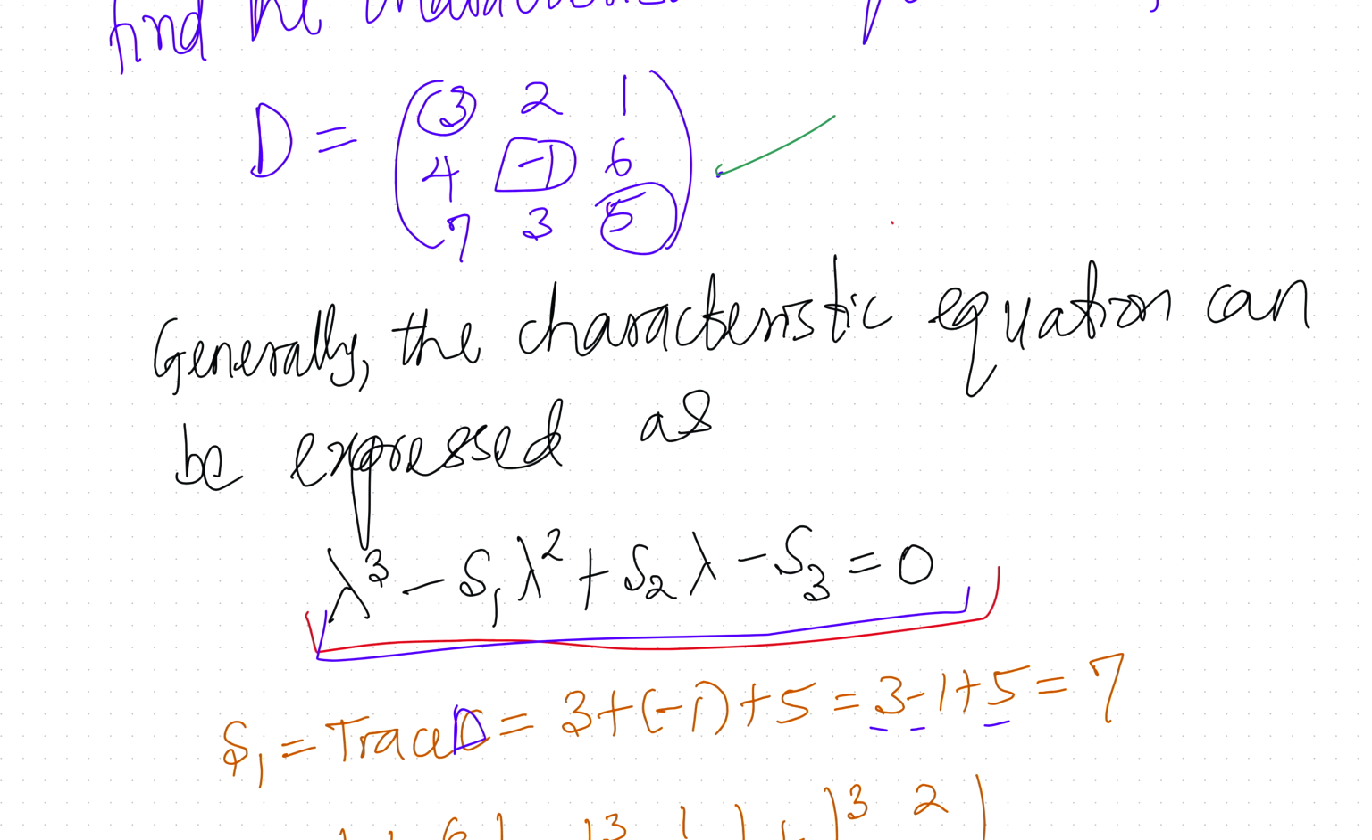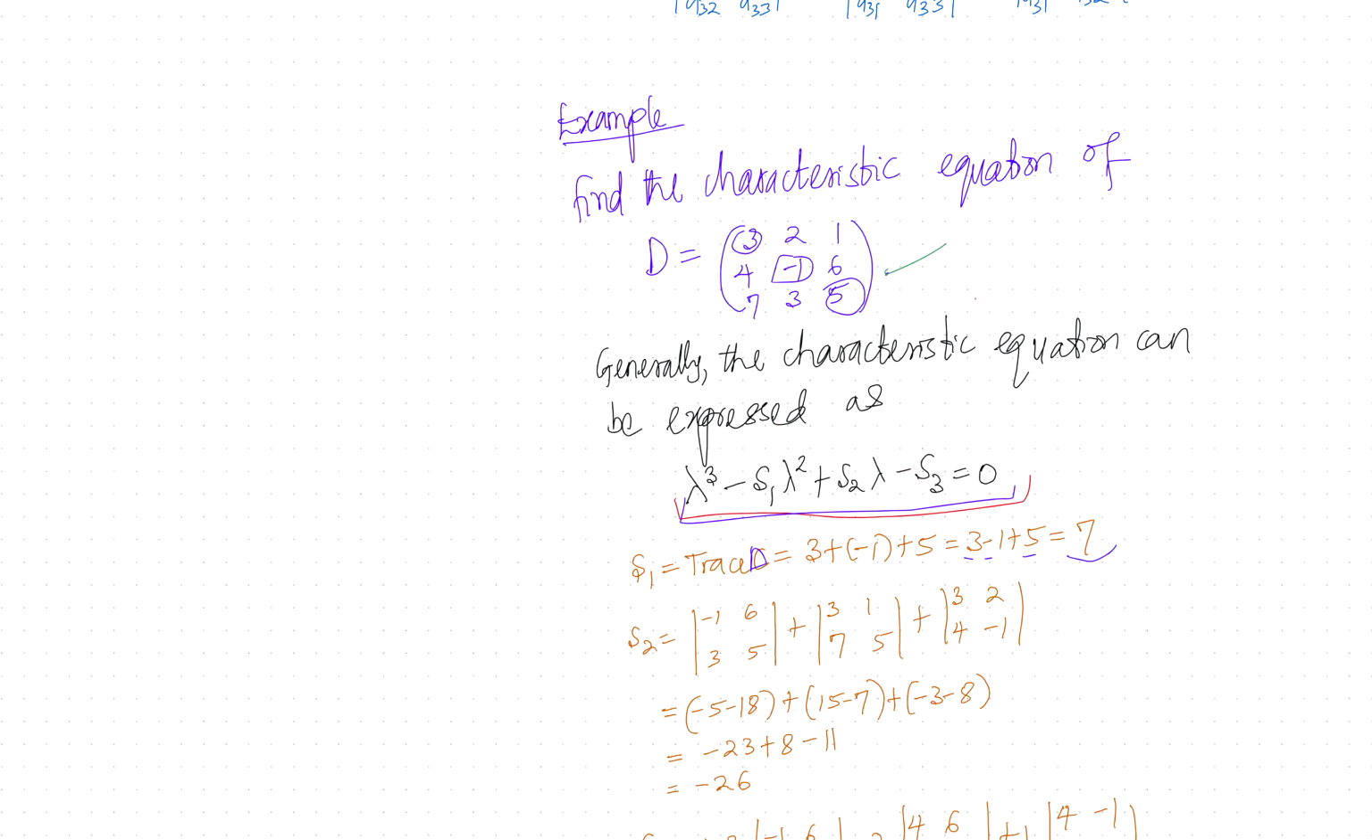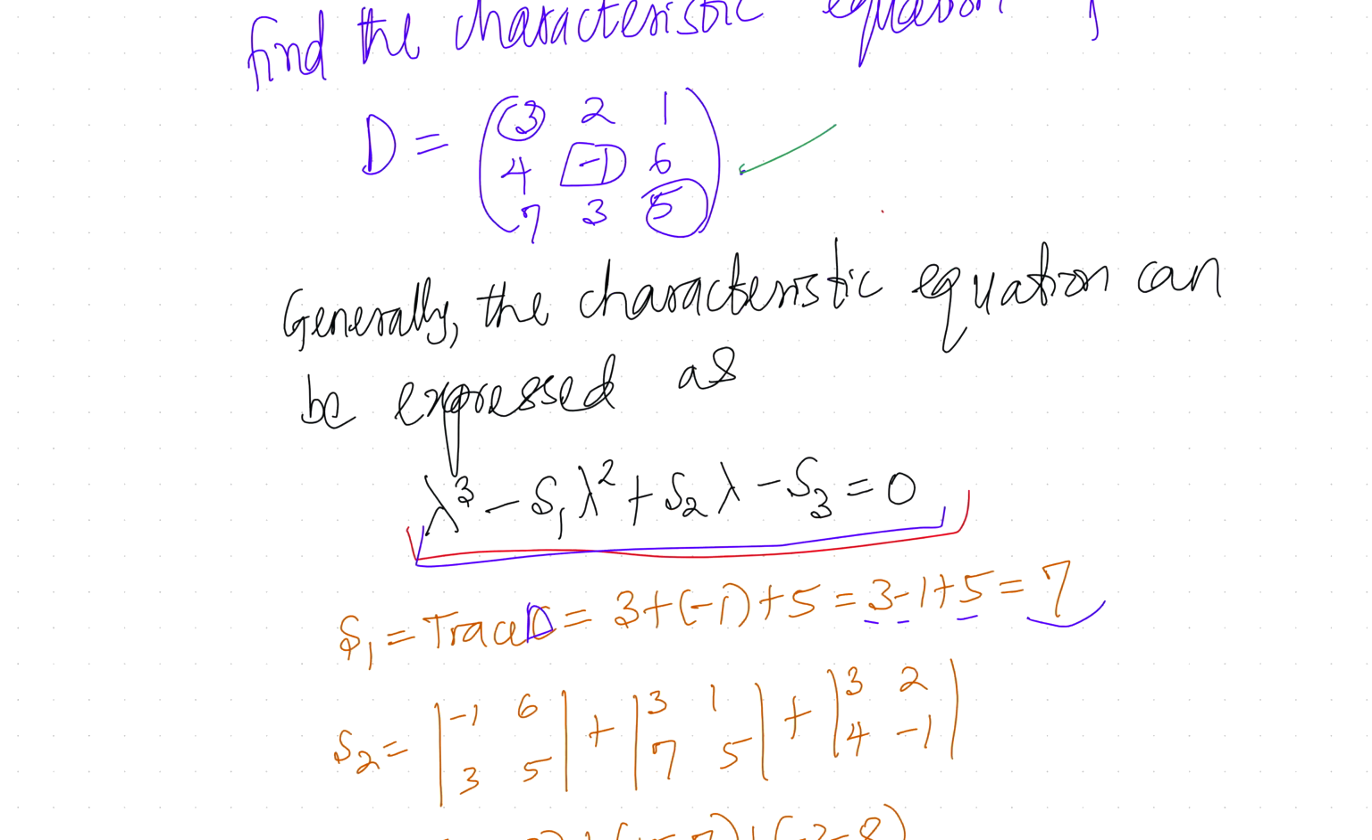And then for the minors, we did something close to this previously. To find the minors of the elements on the principal diagonal, for 3, cross out its row and column. So you have minus 1, 6, 3, 5. Then for minus 1, cross its row and column, that's 3, 1, 7, 5. Then lastly, for 5, cross its row and column. So you have 3, 2, 4, minus 1.